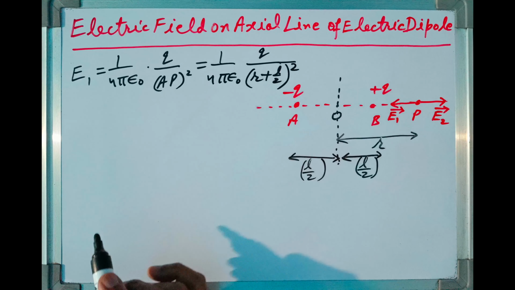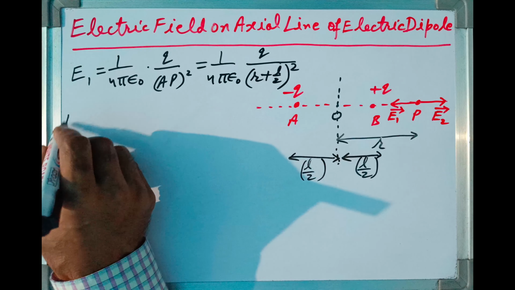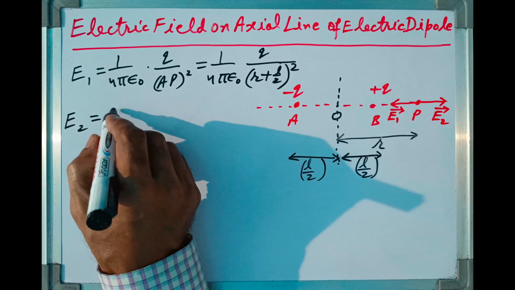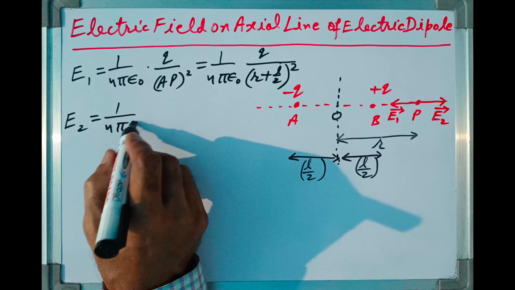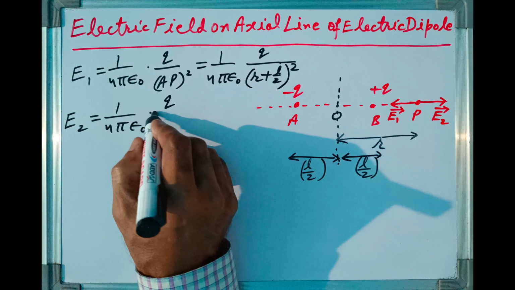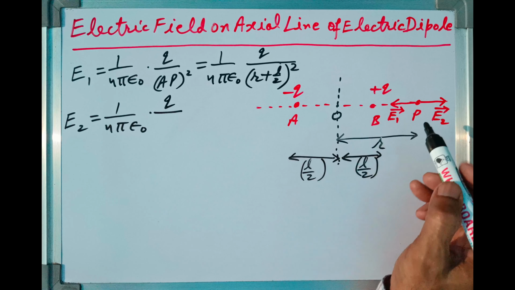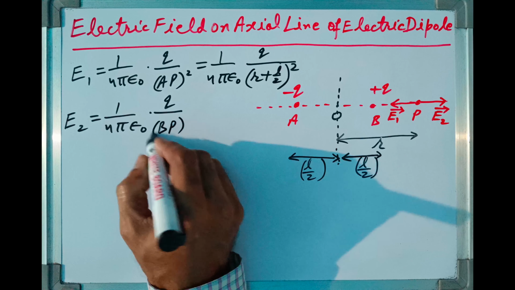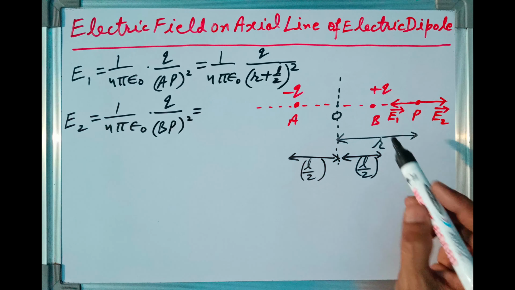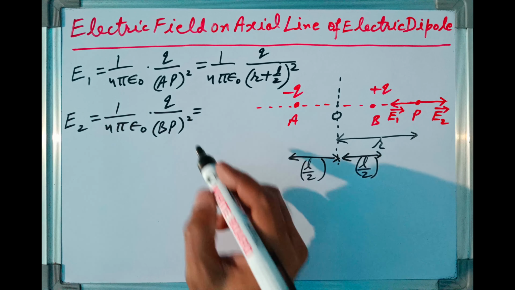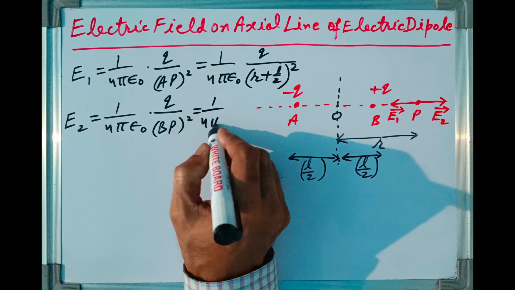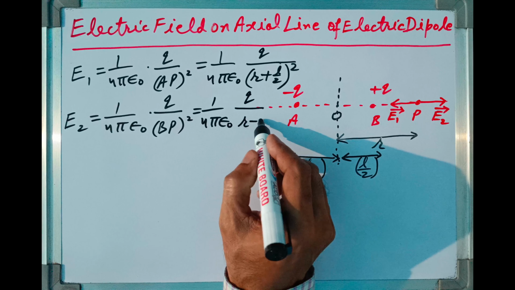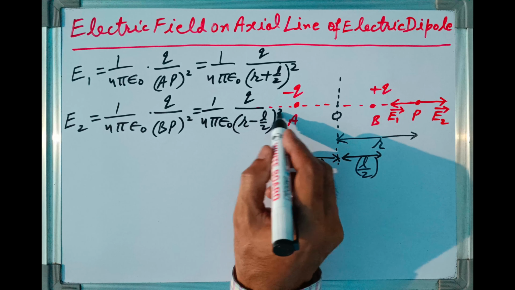Similarly, I can write the magnitude of the electric field at point P due to this source charge plus Q as 1 upon 4 pi epsilon naught Q, the magnitude of charge, divided by the distance of the point of observation, it is BP. So I can write BP whole square. Now what is BP? It is r minus L by 2. So I can write 1 upon 4 pi epsilon naught Q divided by r minus L by 2 whole square.